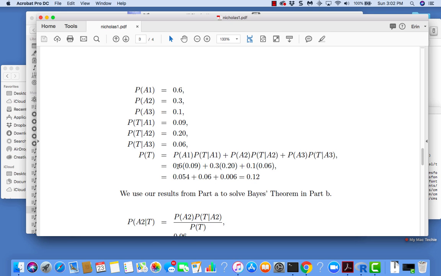So I plug in my numbers. I have 0.6 times 0.09 plus 0.3 times 0.2 plus 0.1 times 0.06, and I get 0.054 plus 0.06 plus 0.006. When I add them up, that gives me 0.12. So the probability that any particular car needs a tune-up is 0.12 or 12%.